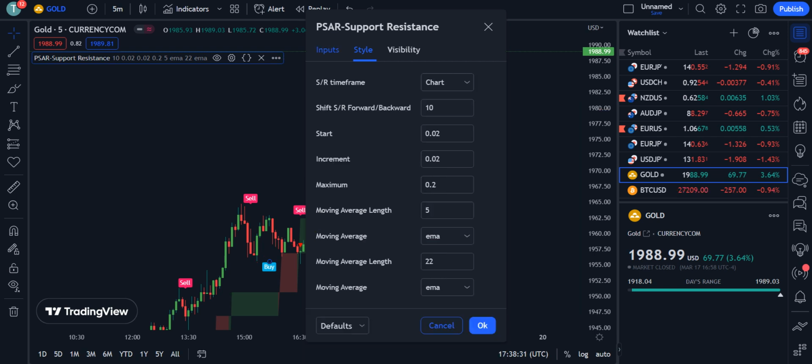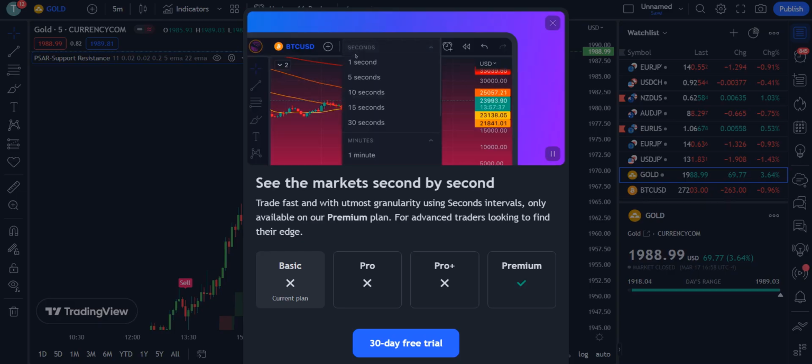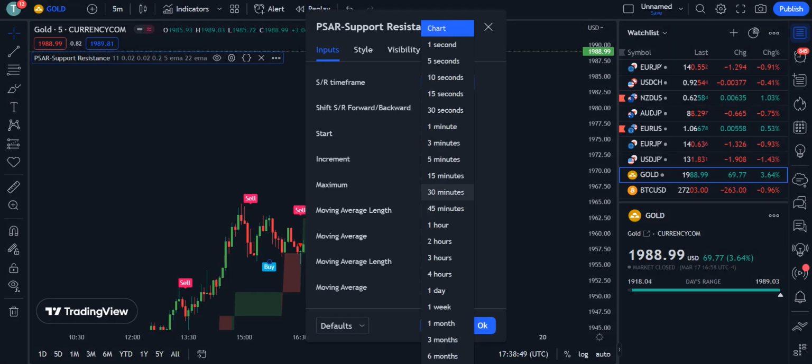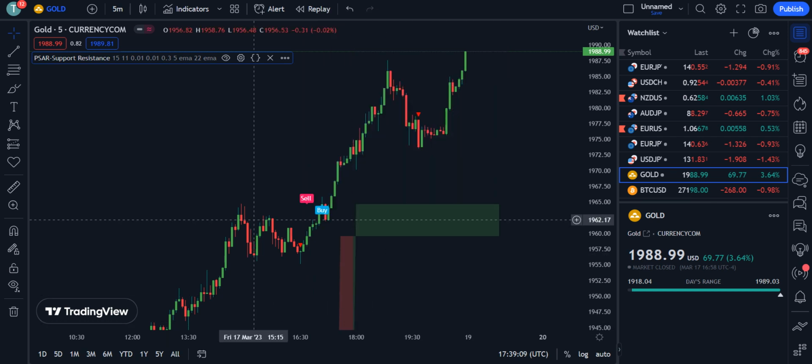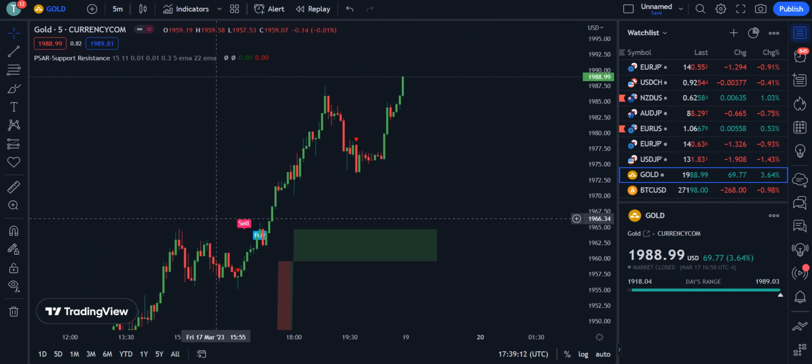Then we will go into the inputs tab, where we are going to change a few things. Shift SR forward or backward, we will change from 10 to 11. We will change our SR time frame from chart to 15 minutes. We will change our start from 0.02 to 0.01, and also our increment from 0.02 to 0.01. The last thing we change is the maximum, from 0.2 to 0.3. We will click OK, and our chart is set for this trading strategy.